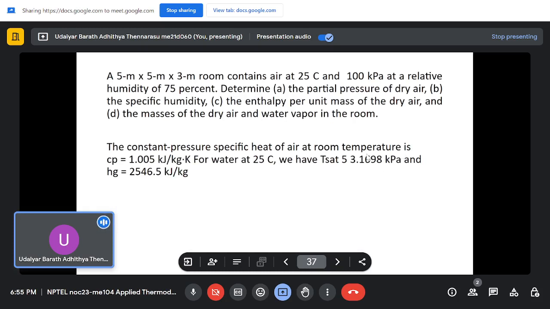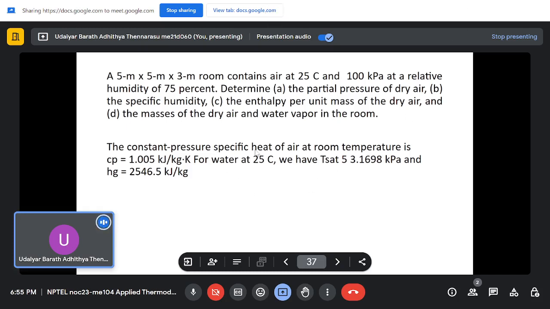So the next question is, a 5 meter by 5 meter by 3 meter room contains air at 25 degrees Celsius and 100 kilopascal at a relative humidity of 75%. So determine the partial pressure of dry air, the specific humidity, the enthalpy per unit mass of dry air, and the masses of dry air and water vapor in the room. So we need to find out mass, enthalpy, partial pressure and specific humidity.